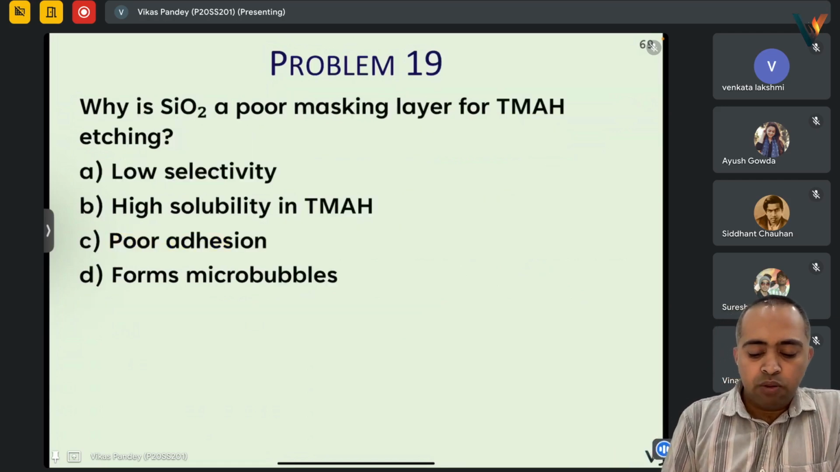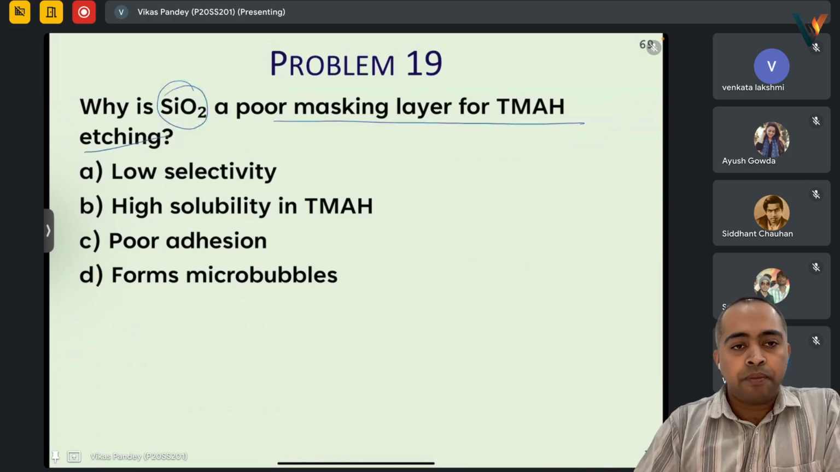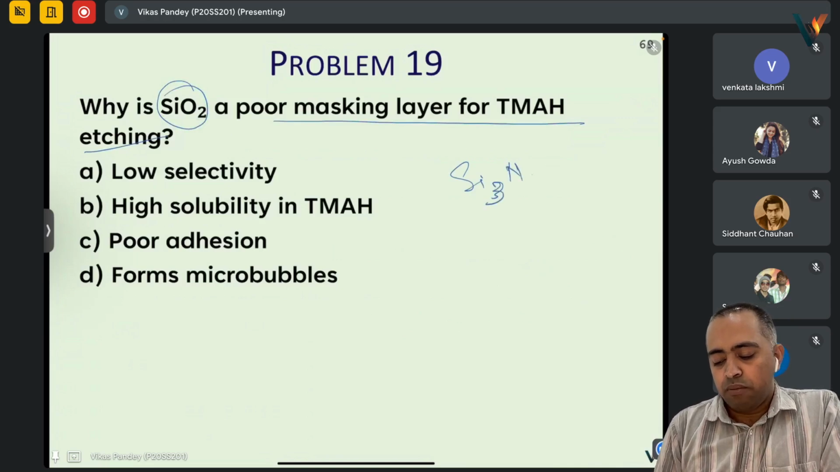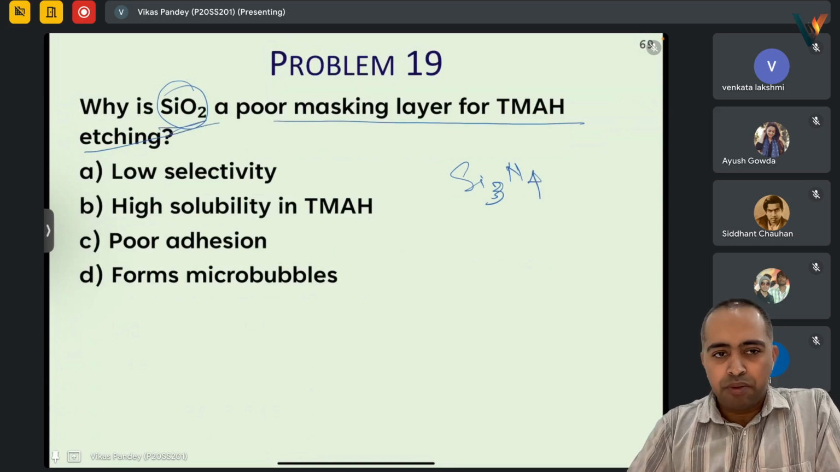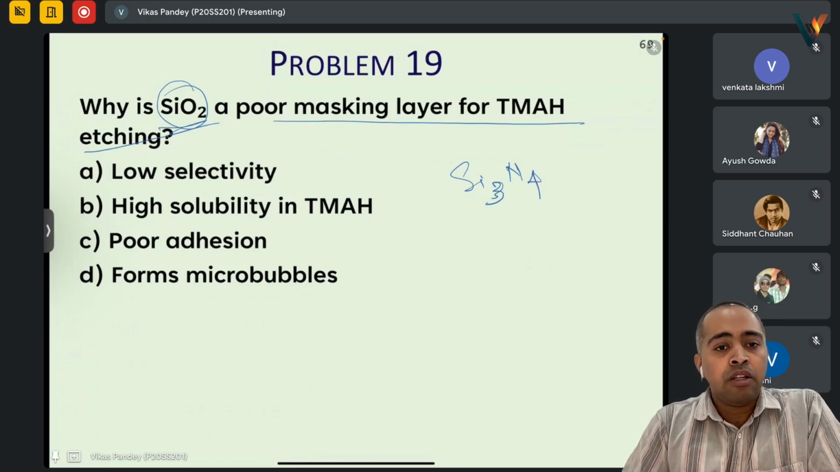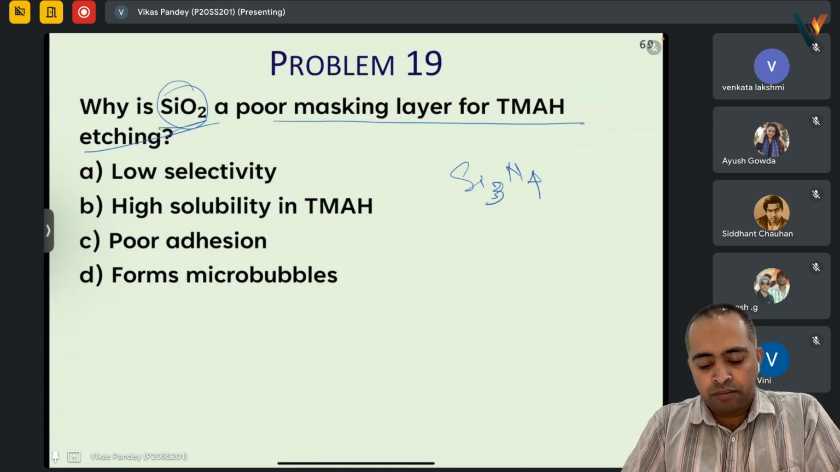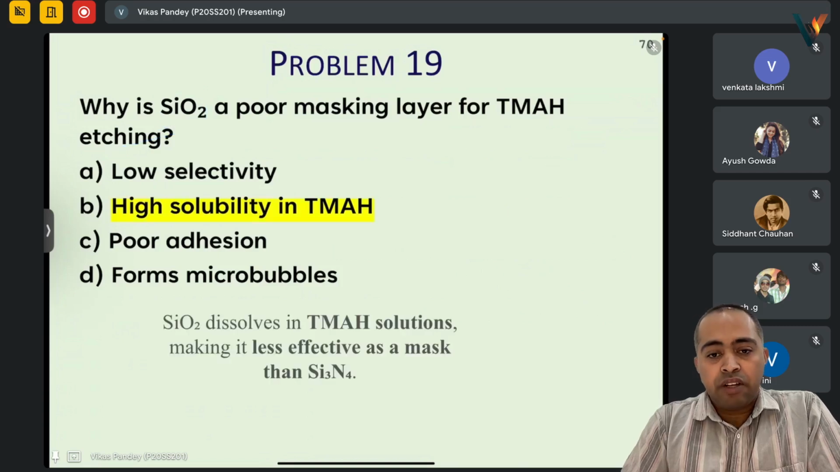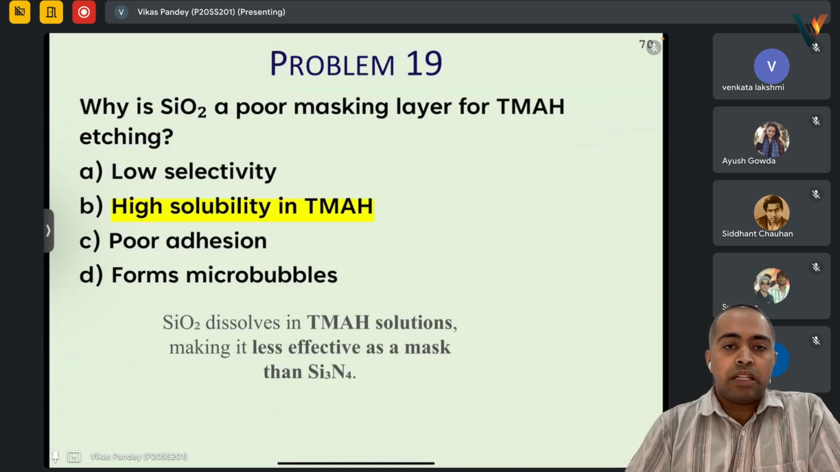Why is SiO2 a poor masking layer for TMAH etching? If we compare it with silicon nitride, for TMAH etching, SiO2 is not preferred much. Why? Is it due to low selectivity, high solubility in TMAH, poor adhesion, or forming microbubbles? Yes, anyone? It is due to high solubility in TMAH, making it less effective as a mask than silicon nitride.